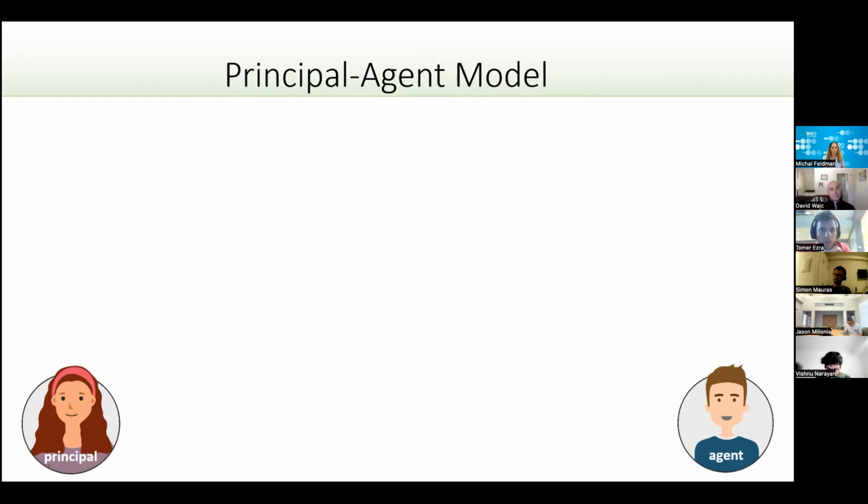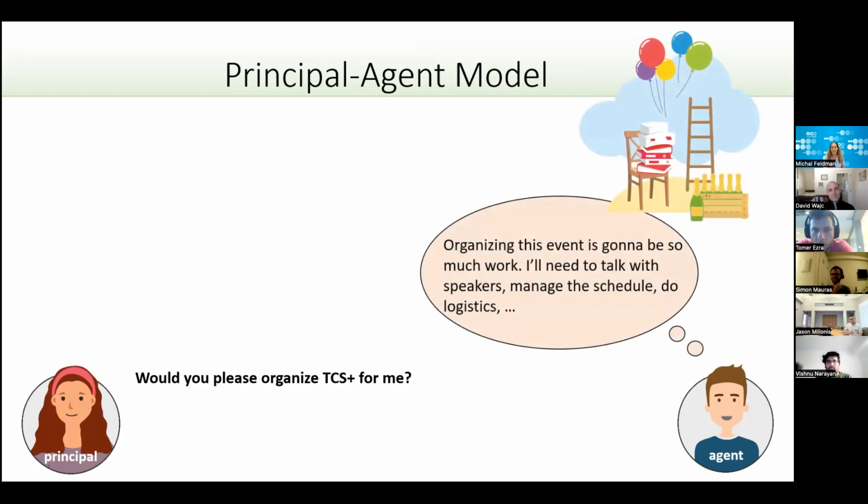So maybe we can think about the principal, who is maybe Rachel, and the agent, who maybe is David. The principal wants the agent to organize some event for her, maybe TCS Plus, for example. So she goes to David and says, would you please organize TCS Plus for me? And David says, well, organizing this event is a lot of work. I'll need to talk with speakers, manage the schedule, meet them 5 minutes before the talk, do logistics. It's very costly for me. So the natural question for David is to ask, how much would you pay me?